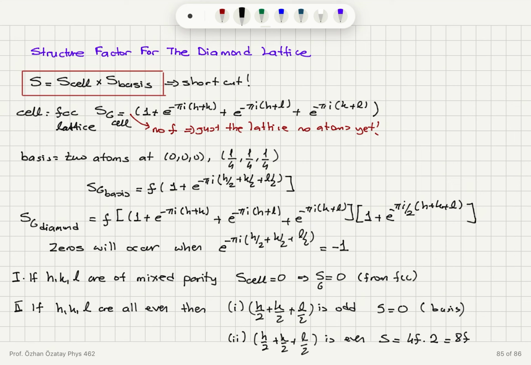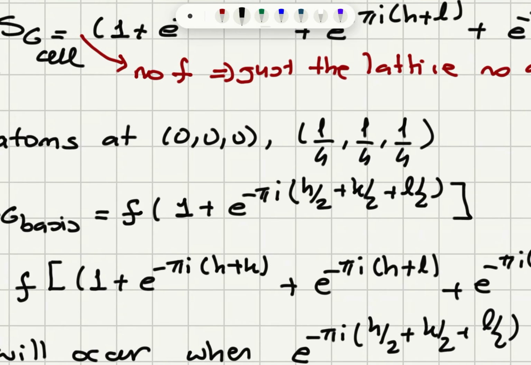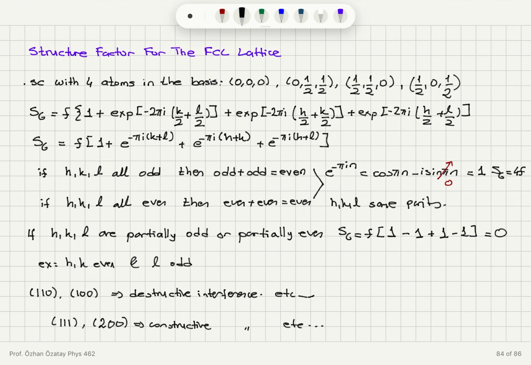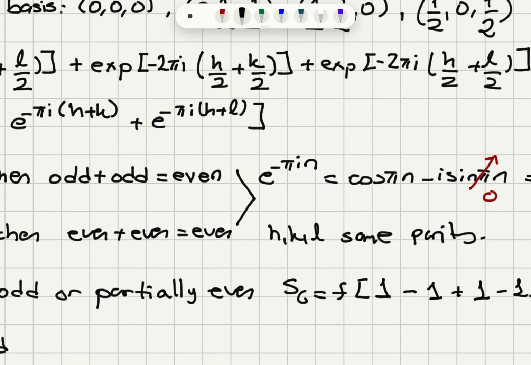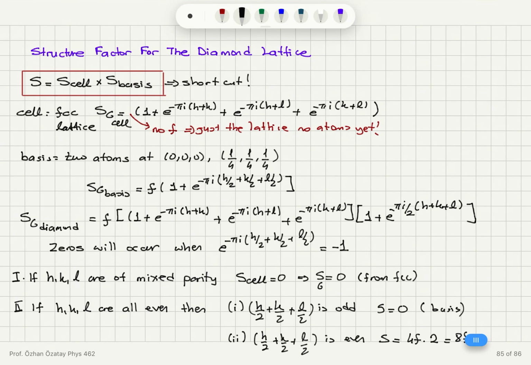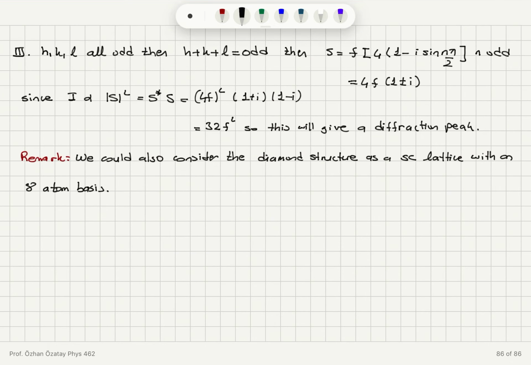If the summation is even, however, I will have f times, for the basis geometrical factor, 1 plus 1. Cosine 2 pi, cosine 4 pi, etc. So that will give me 2f. And because I will also have a geometrical structure factor 4f for this scenario when they have the same parity, 4f times 2f will give me 8f for the geometrical structure factor.